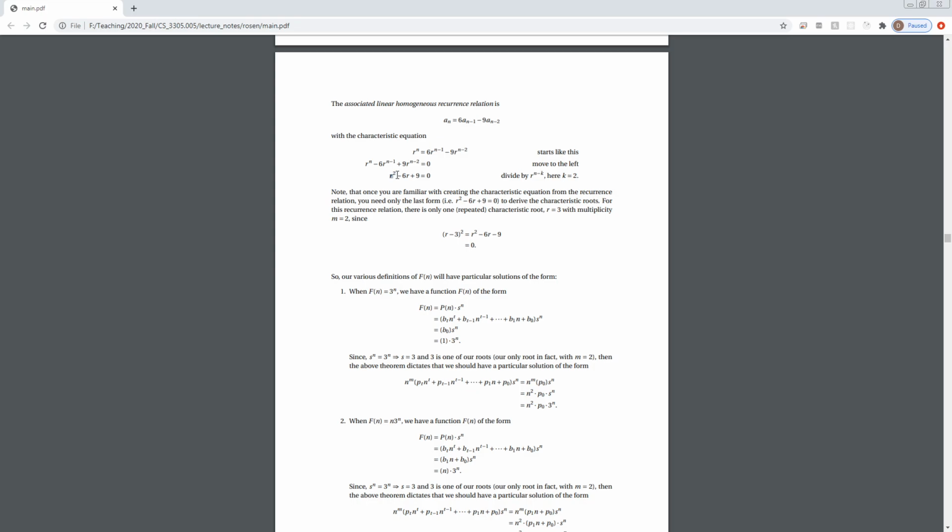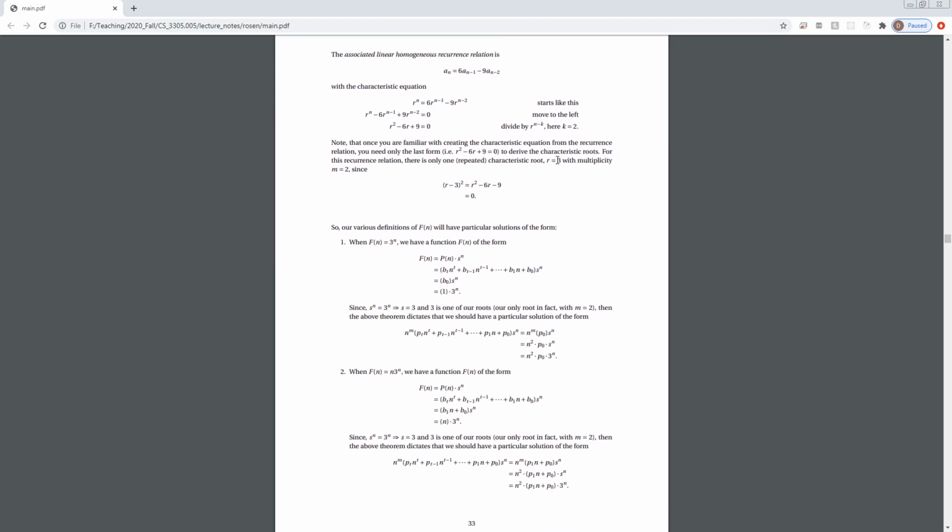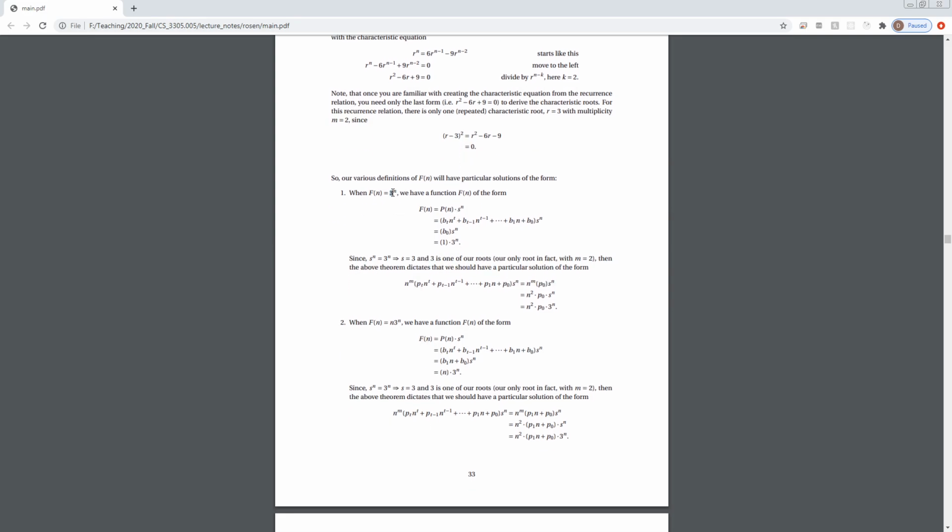Right? So our characteristic equation is r squared minus 6r plus 9 equals 0. So we need to factor that, and it's (r minus 3) squared, right? So our root is 3, and it has multiplicity 2. And so, yes, in the case that s is equal to 3, it is one of our roots.